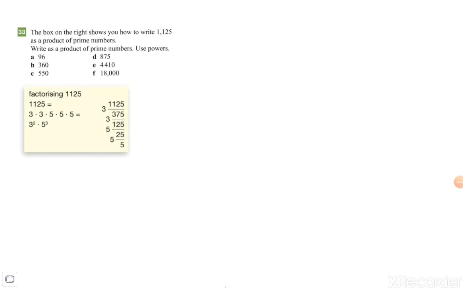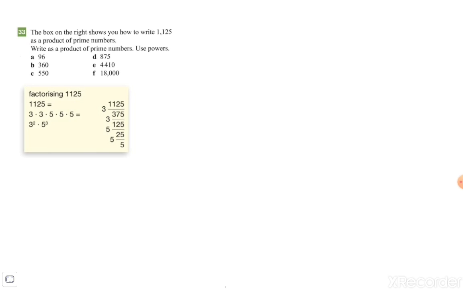I would like to explain exercise 33 about how to write those numbers as a product of prime numbers, and we need to use the powers. So there was an example about a number 1125, and you can write it down as 3 times 3 times 5 times 5 times 5 again, and that's exactly the same as 3 to the power of 2 times 5 to the power of 3.